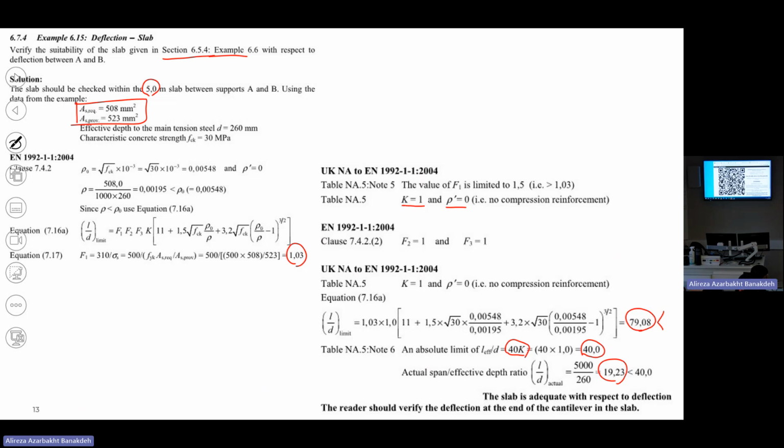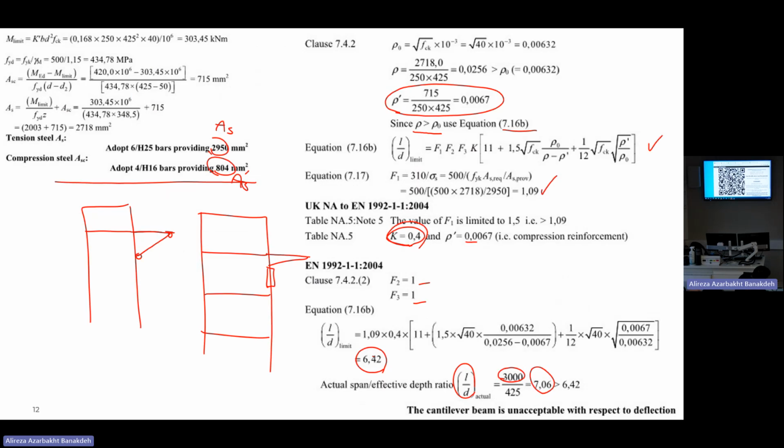And the second point is that, this is not the case here, but if you calculate L over D, for some reason, you will come up with some number like 50, okay? You cannot say 50 is less than this one, so okay.